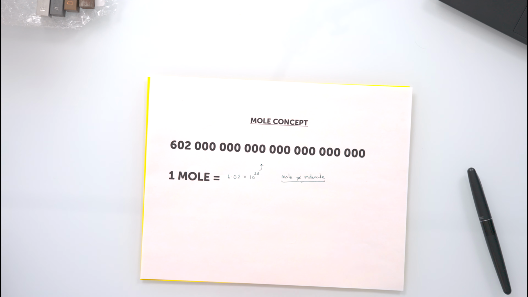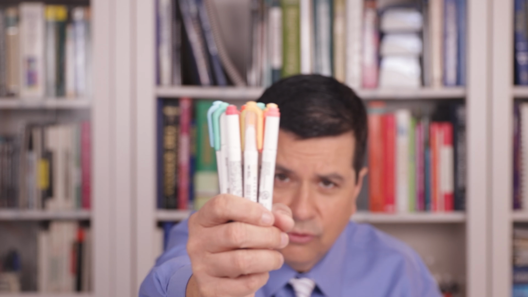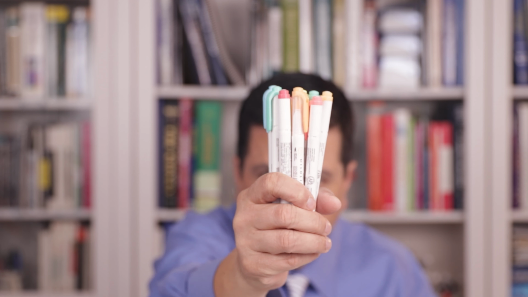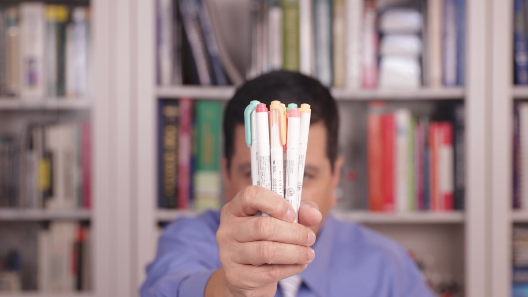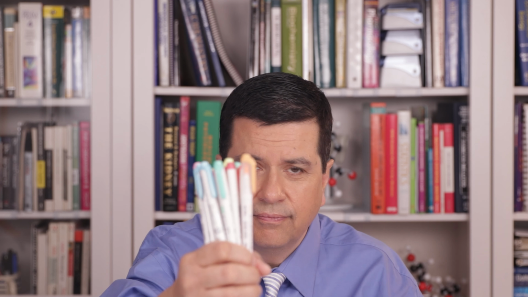So if somebody says to you, tell me what a mole is, and you say 12, that would not be correct. So right here, I happen to have 12 pens, 12 highlighters. Let me get those close so you can see them. Hoping the camera can focus in on that. Those are 12 pens. You'd call that a dozen. Just that simple.